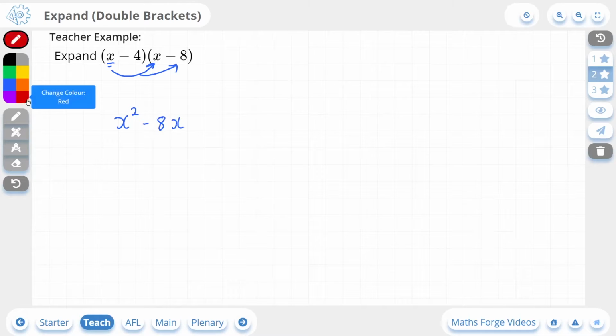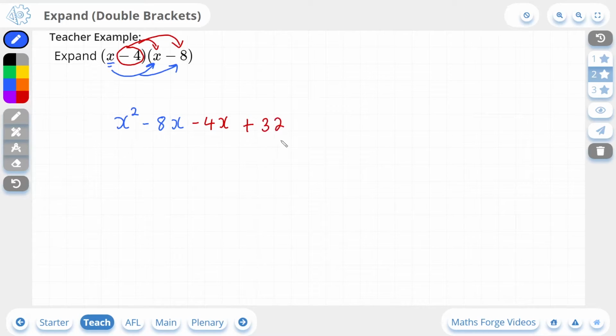Now once that's done, we're going to do the same for this minus 4. So this minus 4 here is going to be multiplied onto the x and onto the negative 8. So negative 4 times x is negative 4x, and negative 4 multiplied by negative 8, notice how I also include the negative symbol as well, is going to be positive 32.